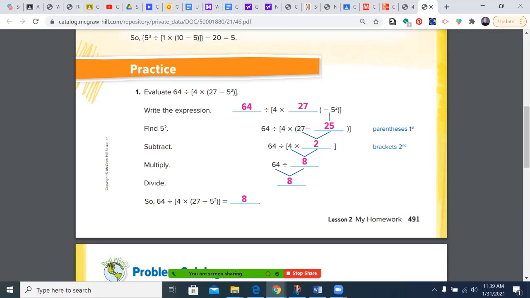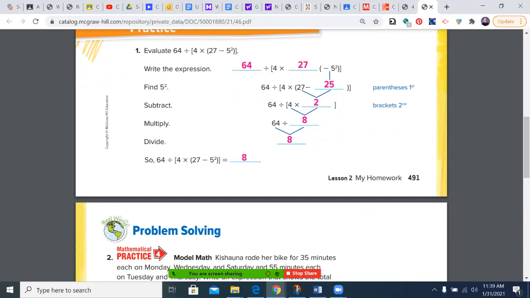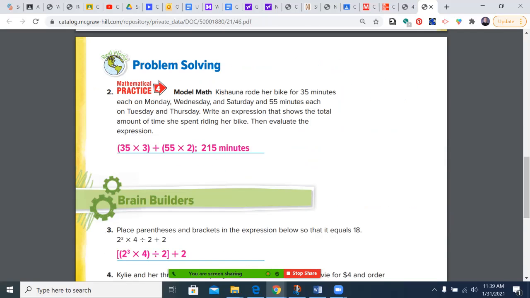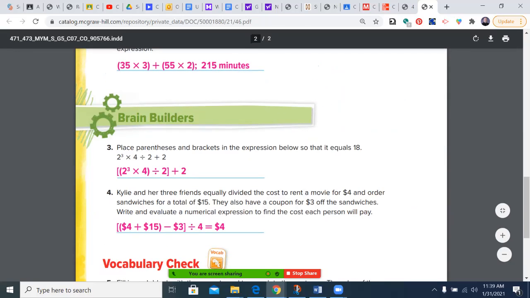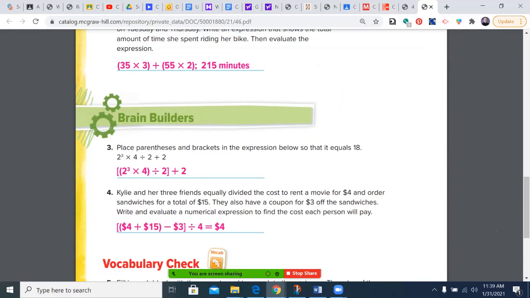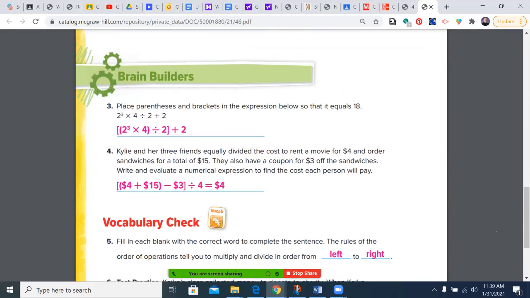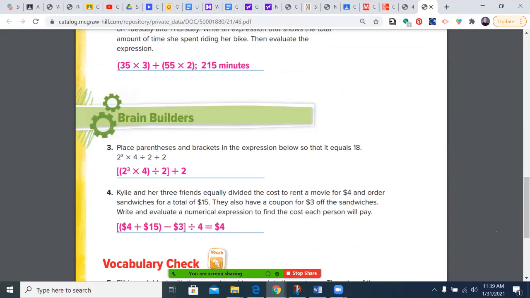4 times 27 minus 25, which is 4 times 2, which is 8. 64 divided by 8 is 8. Over here, we had 35 times 3 plus 55 times 2 is 215 minutes. Now, this one would have taken you a little more time because you had to make it work with equal 18. And the correct answer ended up 2 cubed times 4 divided by 2 plus 2.